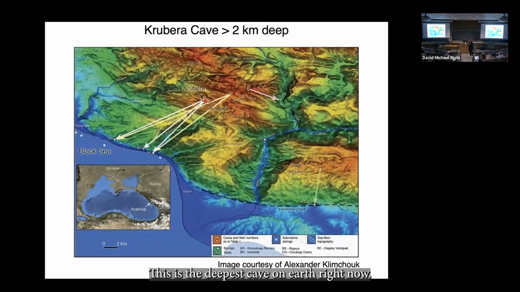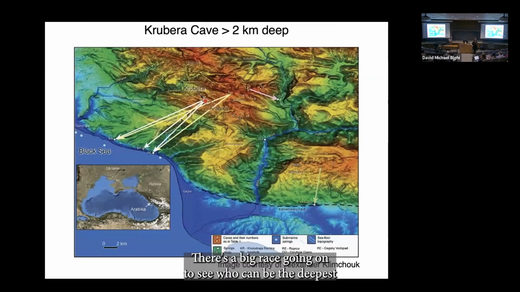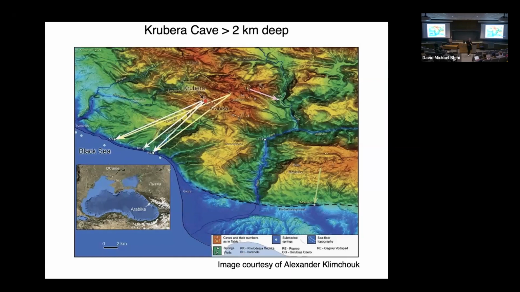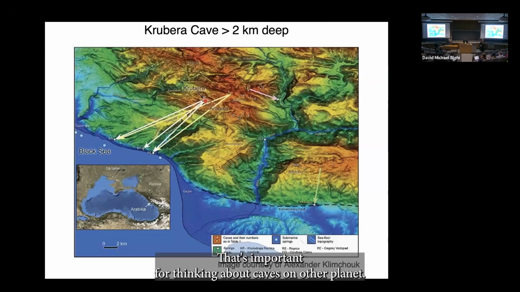This is the deepest cave on Earth right now. There's a big race going on to see who can be the deepest. The runners-up are in Mexico. This is the Krubera Cave in the Caucasus Mountains, and it's currently greater than 2 kilometers deep. So in order to have a cave like that, you have to have a really thick deposit of carbonate rocks. So that's important for thinking about caves on other planets.